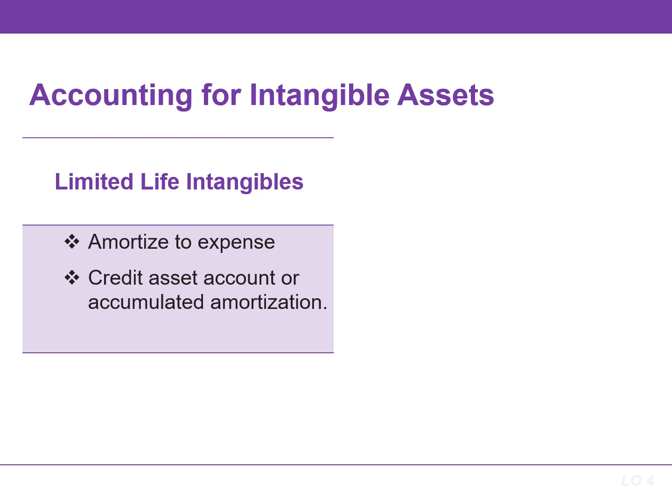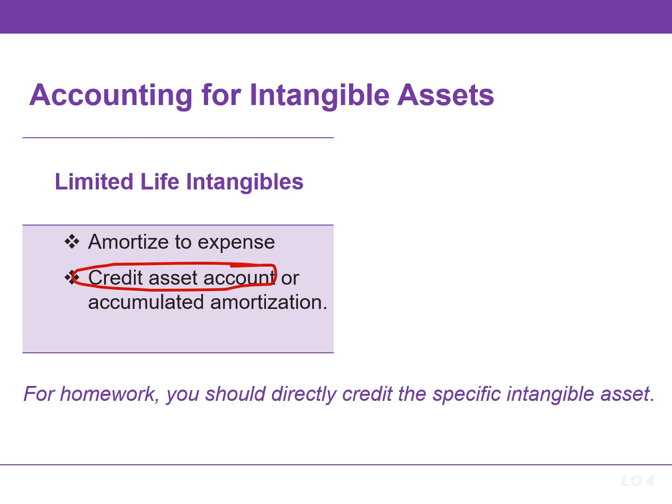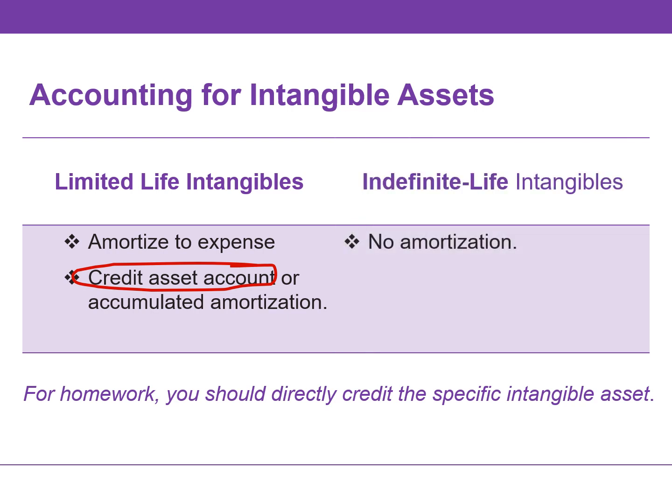To record amortization, a company increases or debits amortization expense and decreases or credits the specific intangible asset. Some companies choose to credit a contra account, such as accumulated amortization. For homework, you should directly credit the specific intangible asset. The cost of intangible assets with indefinite lives should not be amortized.